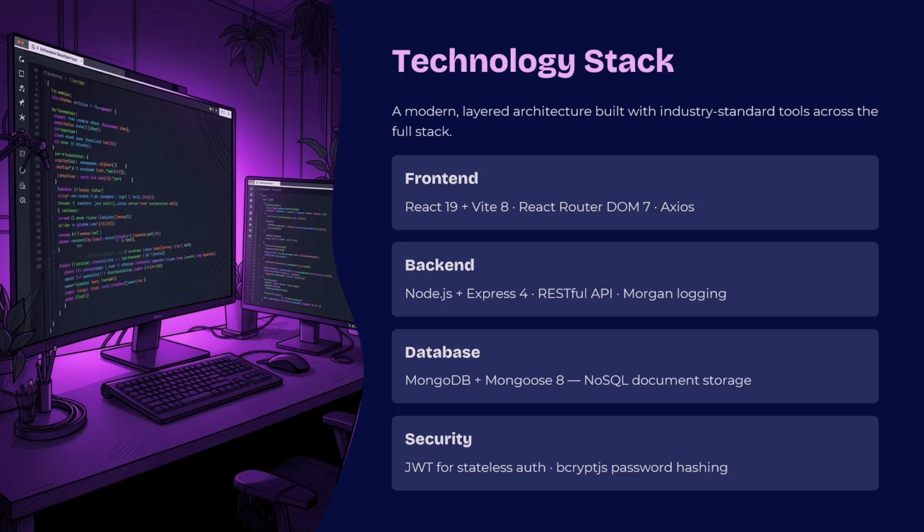Here is the technology we used to build the app. Front end: for the part of the app that users see, we use React 19 and Vite 8. Back end: for the server running behind the scenes, we use Node.js and Express 4. Database: to store our data, we chose MongoDB. Security: to keep everything secure, we use tools like JWT for safe logins and Bcrypt.js to scramble and hide passwords.